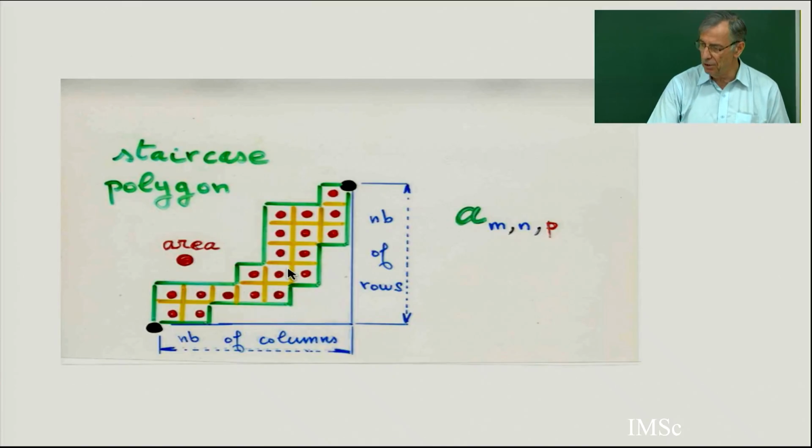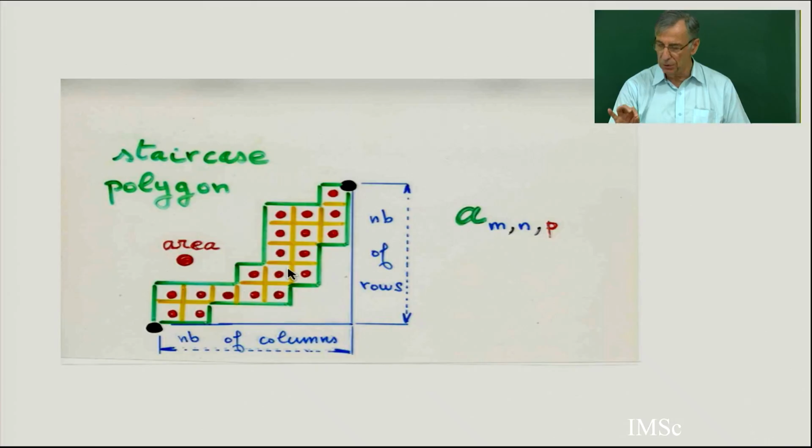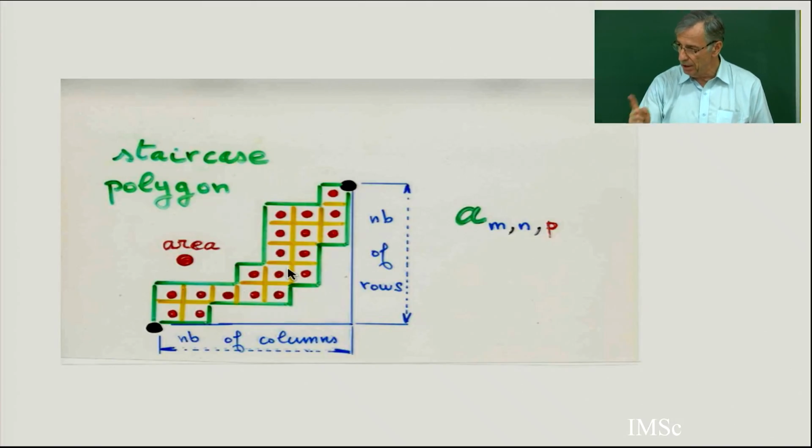So it's well known that if you count staircase polygons according to the perimeter, the perimeter is 2n, where n is the common length of these two green paths above and below. So the number of polyominoes like this with perimeter 2n is exactly the Catalan number C_{n+1}. So we are in the Catalan garden.